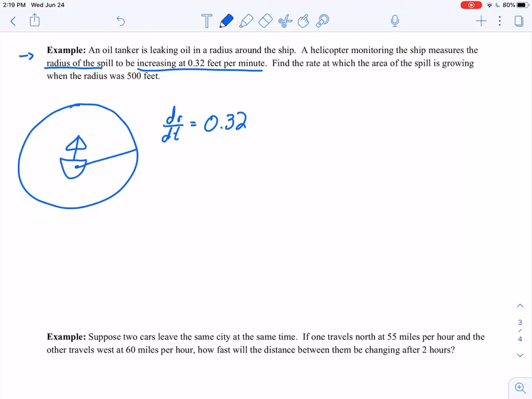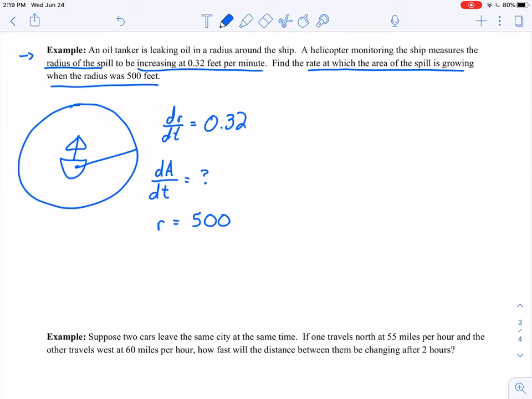Find the rate at which the area of the spill is growing. So I'm actually just going to stop right there. The rate at which the area of the spill is growing. So I want to know the rate of change of the area, dA, with respect to time, dA/dt. This is what I'm looking for. Let's see. When the radius was 500 feet. So the radius r is currently 500 feet. And this is everything that the problem gives me.